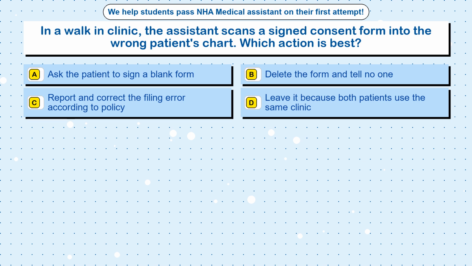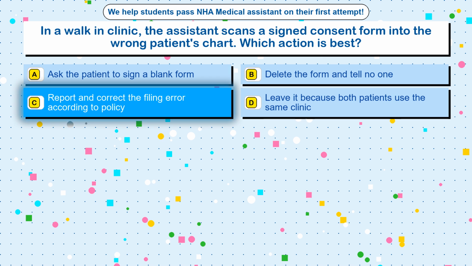Option B, delete the form and tell no one. Option C, report and correct the filing error according to policy. Option D, leave it because both patients use the same clinic. The correct answer is option C, report and correct the filing error according to policy.